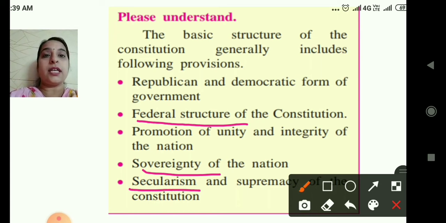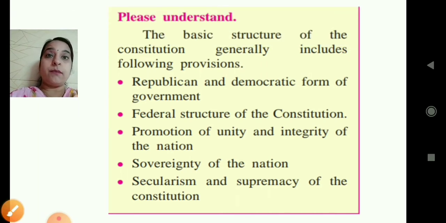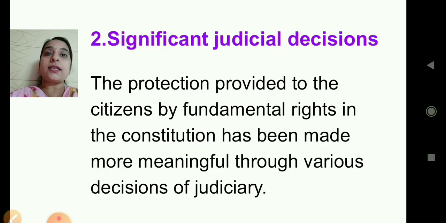Secularism means equal respect for all religions, and supremacy of the constitution. So when the parliament makes amendments to the constitution, the basic structure cannot be altered. So this is the basic structure of the constitution. Now let us see what are the significant judicial decisions.